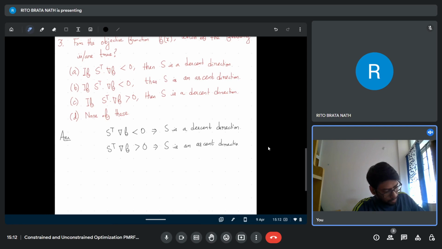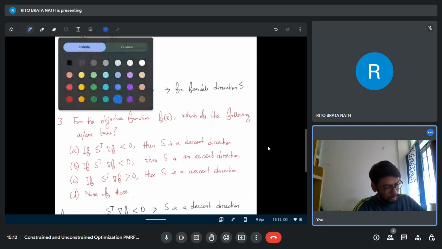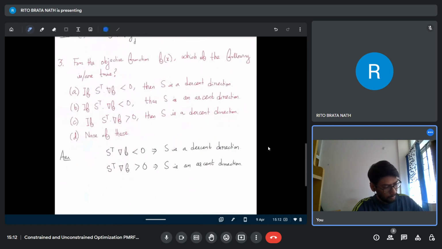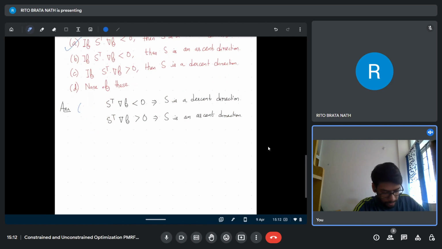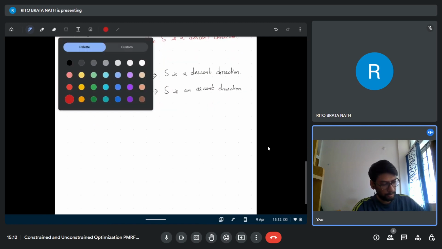So out of these two, which one? I think option A is correct, and the others are not correct. So option A is the correct answer here. So this is also fine. Now let me move on to the fourth problem.